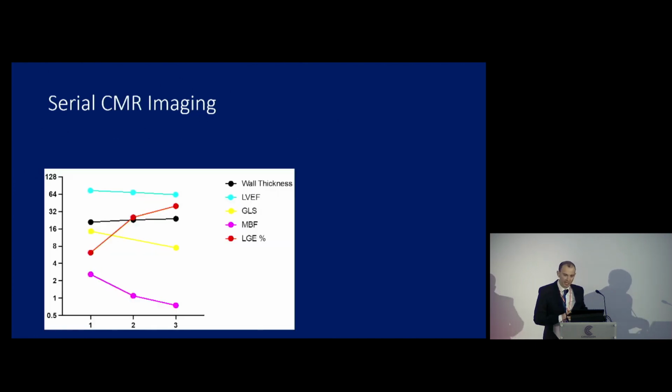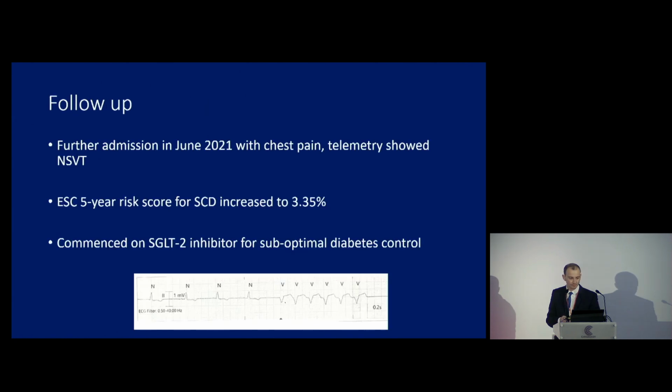So just to summarise the changes in MRI findings and the natural history over the follow-up period, between that first MRI in 2010 and the latest one in 2019, what we saw was relatively modest changes in LV ejection fraction and wall thickness, but a significant increase in myocardial scar, which was mirrored by a significant deterioration in his myocardial perfusion and a decline in global longitudinal strain.